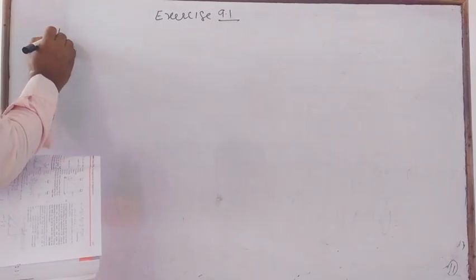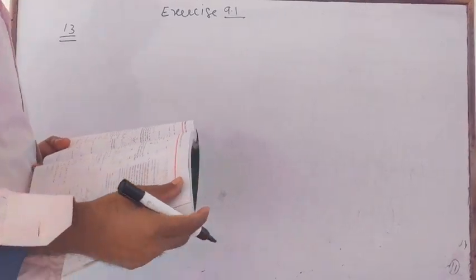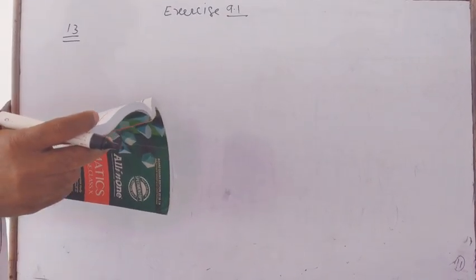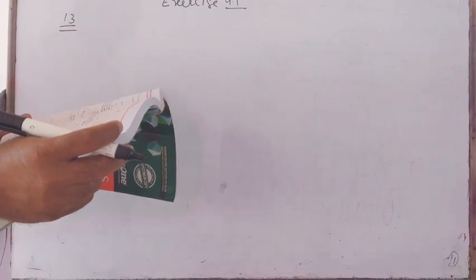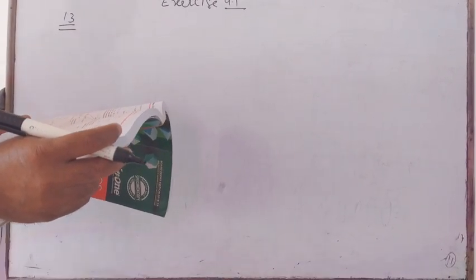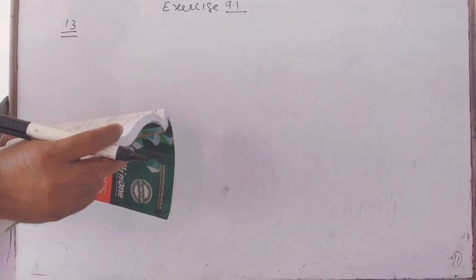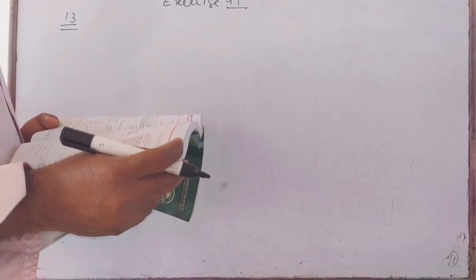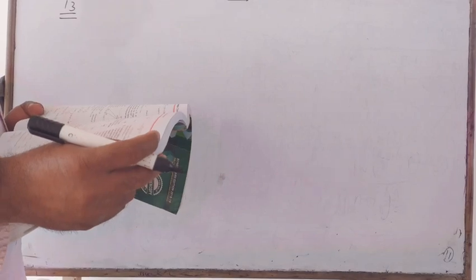9.1, question number 13. Question number 13 is: as observed from the top of a 75 meter high lighthouse from the sea level, the angles of depression of two ships are 30 degrees and 45 degrees. If one ship is exactly behind the other ship on the same side of the lighthouse, then find the distance between the two ships.